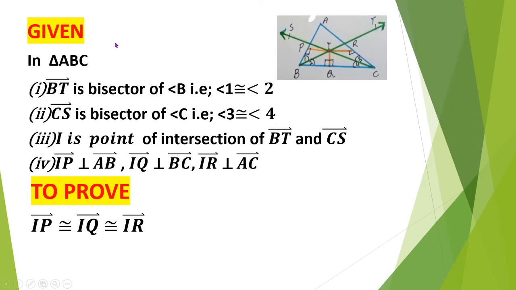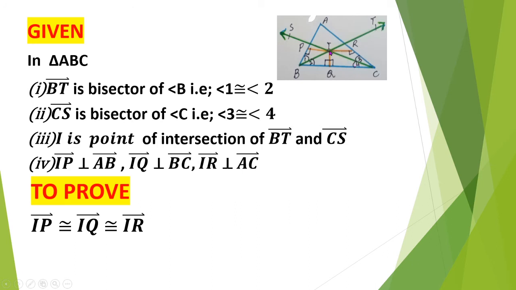So according to the given, in triangle ABC, this BT is the bisector of angle B, meaning BT is dividing angle B into two equal angles, angle 1 and angle 2. Then CS is the bisector of angle C because it is dividing angle C into two equal angles, angle 3 and angle 4.